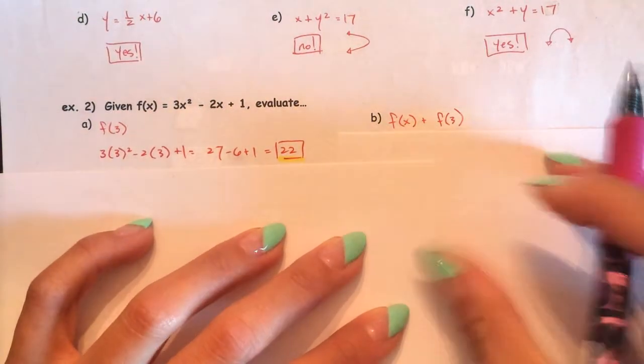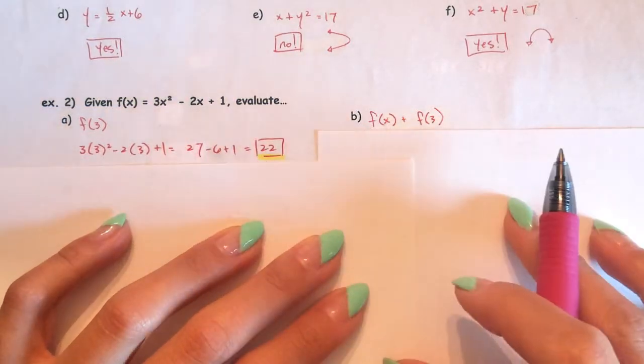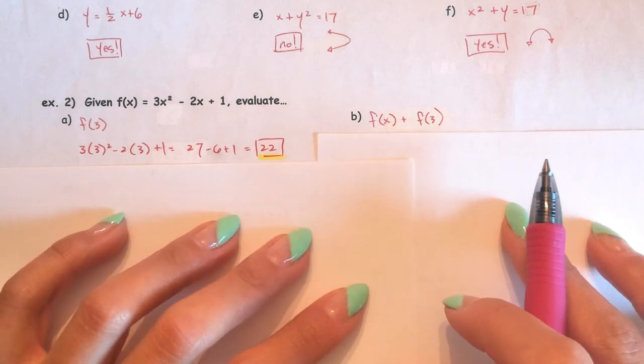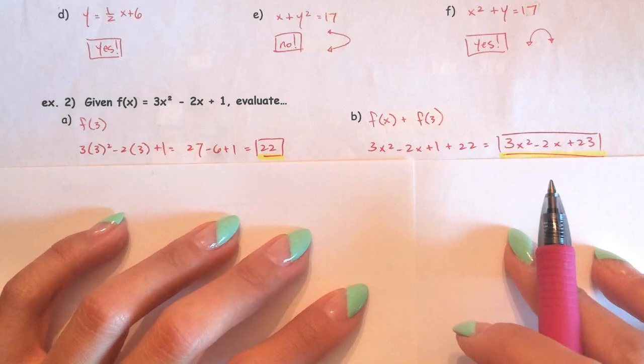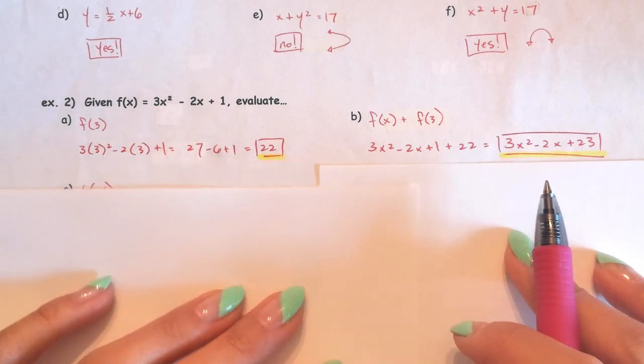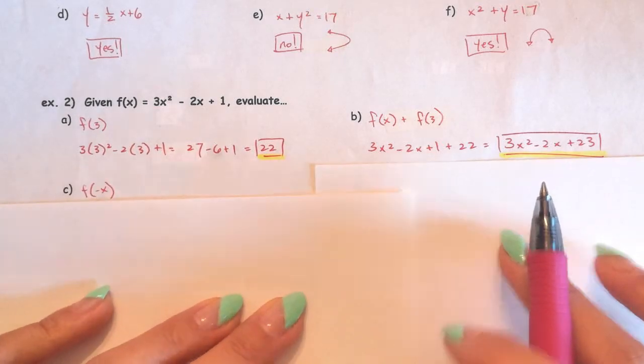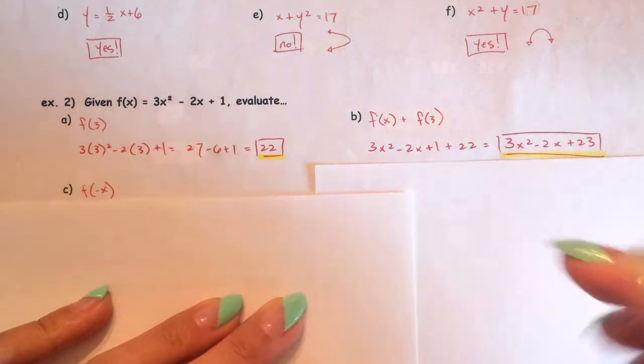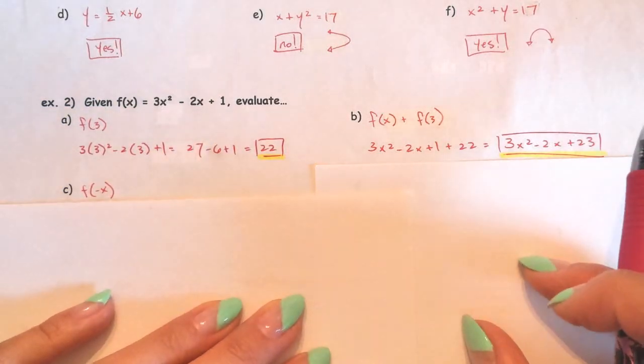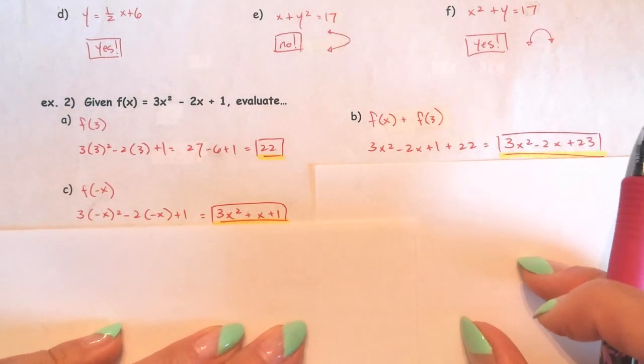All right, what's f of x plus f of 3? Do it for real. Don't be a big cheater. All right, and then you're going to check your answer and you get that. Okay? All right, the next one, what's f of negative x? So you have to plug in negative x. Do it for real, and then you get that.